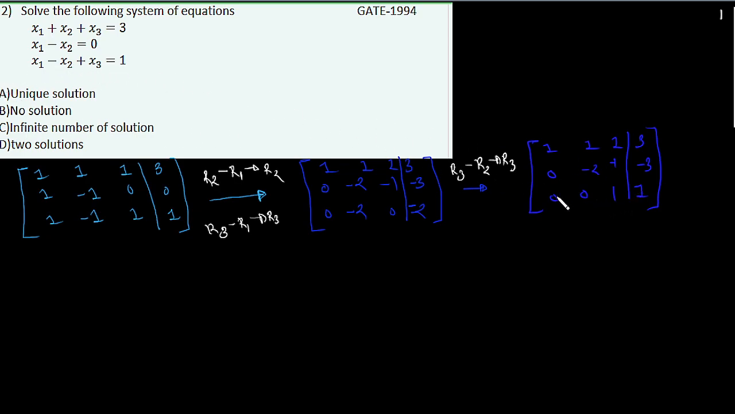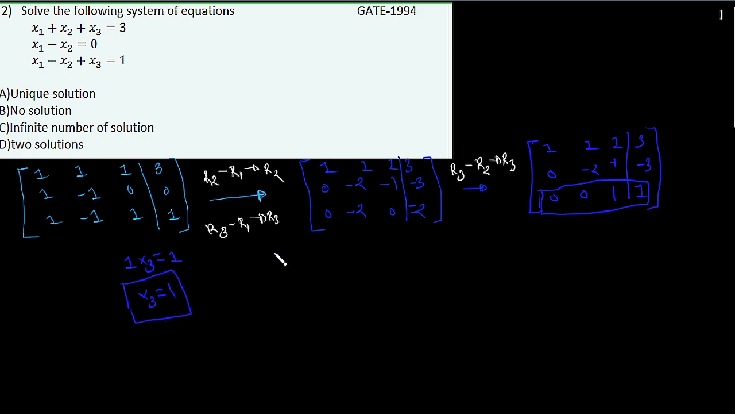We have to start from the third row. Here this 1 means the x3 variable, so x3's coefficient is 1. On the right hand side we have 1. So from that we get x3 is equal to 1.